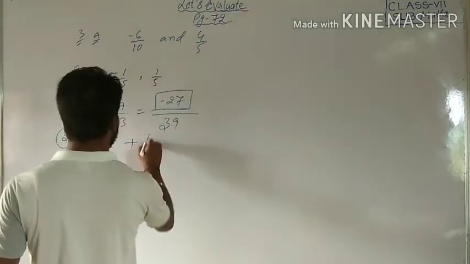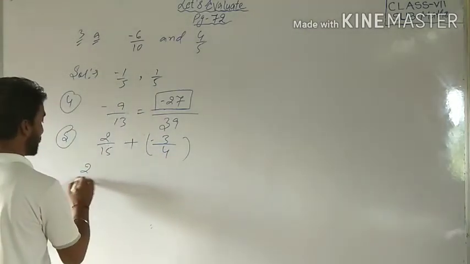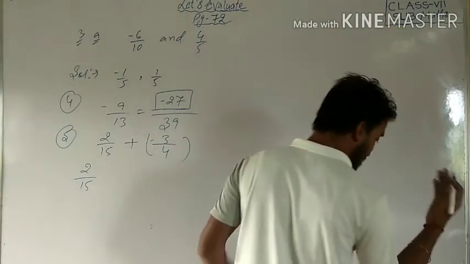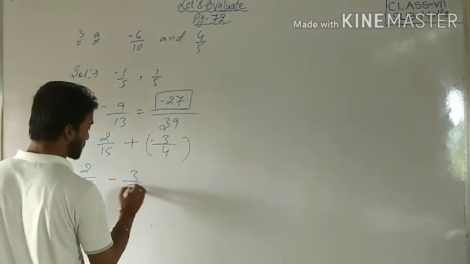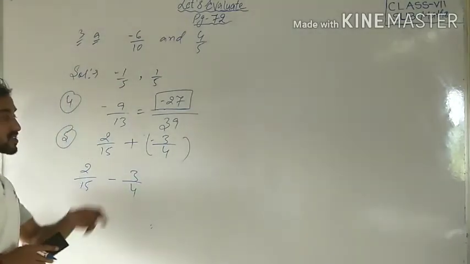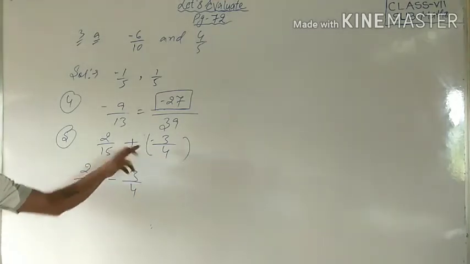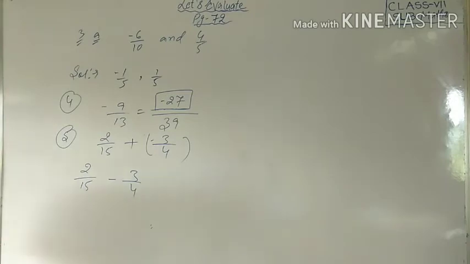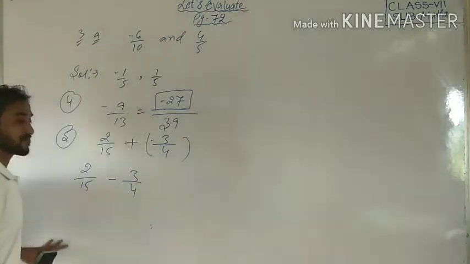minus 3 by 4. Minus 3 by 4. What will you do, students? Simple. When a number in a bracket is multiplied by a symbol, minus or plus, you can apply the sign. Why? Because minus 3 by 4 is given in the bracket, and that bracket is multiplied by plus. Then plus or minus? Minus. Okay, students? See, 15 and 4.